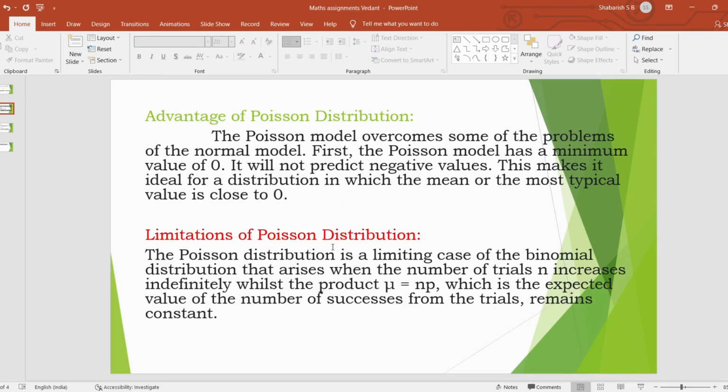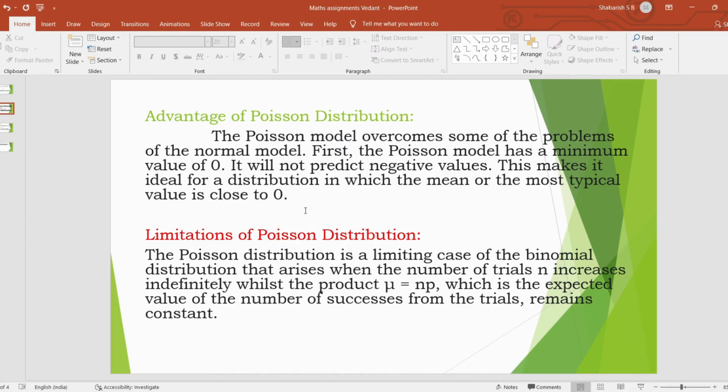Next, coming to the advantages of the Poisson distribution. The Poisson distribution overcomes the problem that arises in the normal distribution. As the minimum value of the Poisson distribution is 0, there are no negative values. Because the lowest value is 0, it overcomes the problem that arises in the normal distribution.